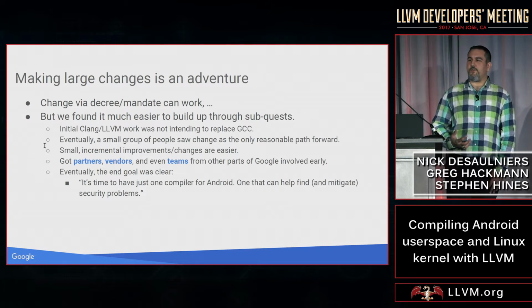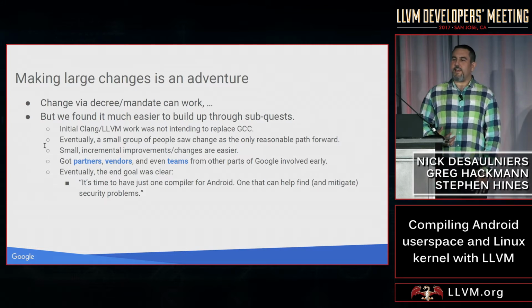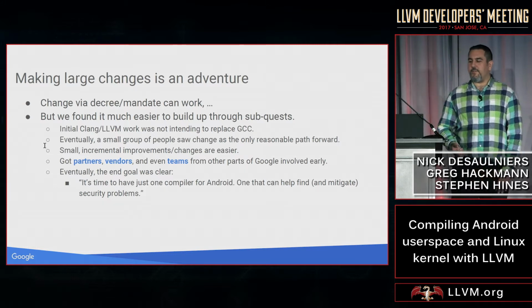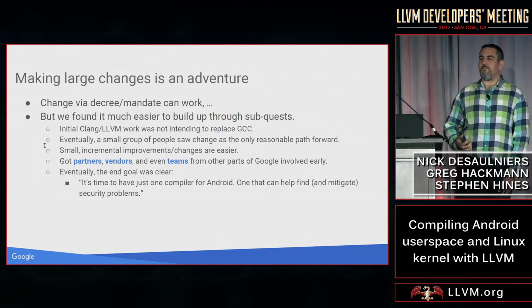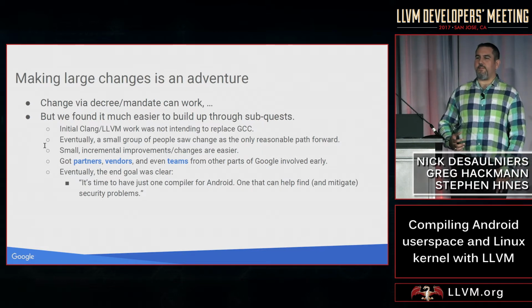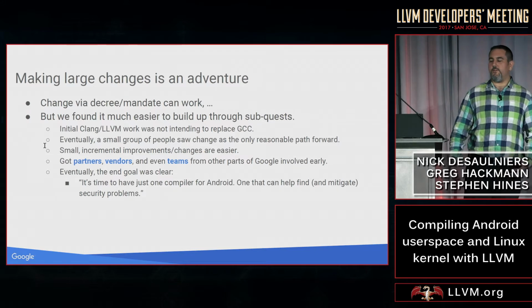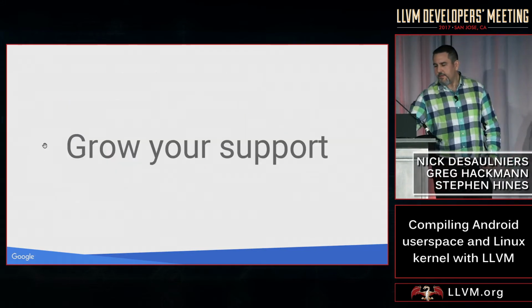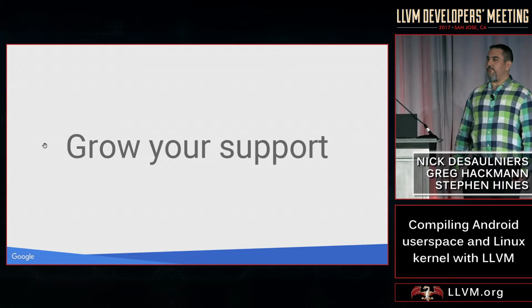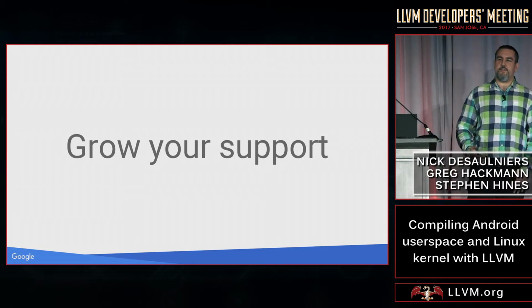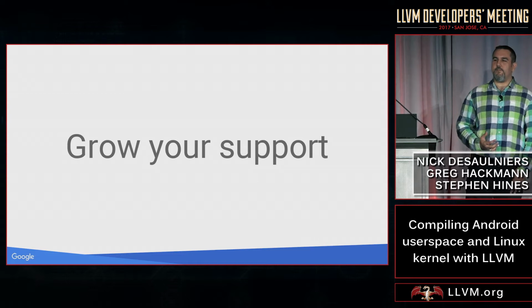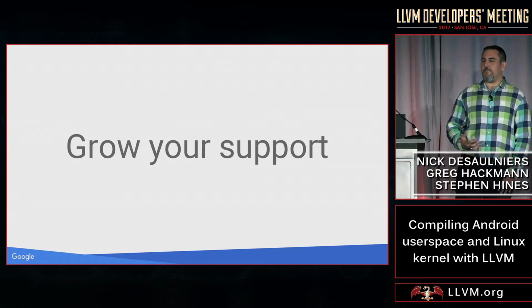But eventually the end goal was clear. A few years ago, it said, it's time to have just one compiler for Android, one that can help find and mitigate security problems. This was a huge statement, and this was actually the thing that finally gave us full support for doing what we were doing. So lesson one is really to grow your support. It doesn't make a whole lot of sense to try and decree these things. If you start out small, you can build up to the large change that you want.